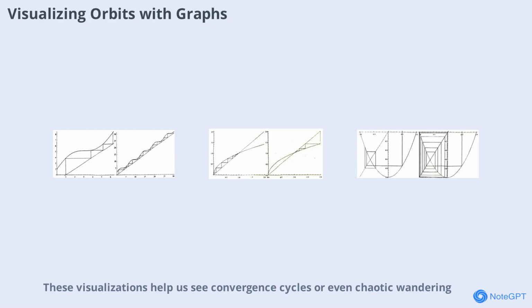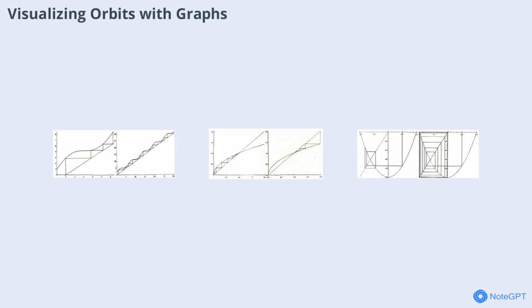These visualizations help us see convergence, cycles, or even chaotic wandering, as in the case of the logistic map. Sometimes the orbit appears to meander unpredictably, a hallmark of chaos. Graphical analysis is a powerful tool for gaining intuition about the qualitative and quantitative behavior of dynamical systems.